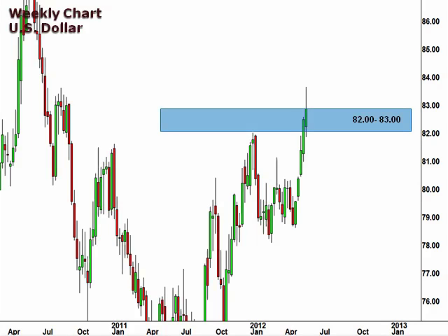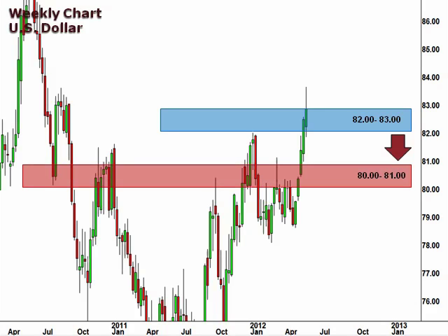Well, the dollar index continues to trend higher. However, after a test of 84, the index closed last week within our 82-83 resistance level. We are open to a pullback that could test support down at 81. A break back above 83 opens the window for a continuation higher.